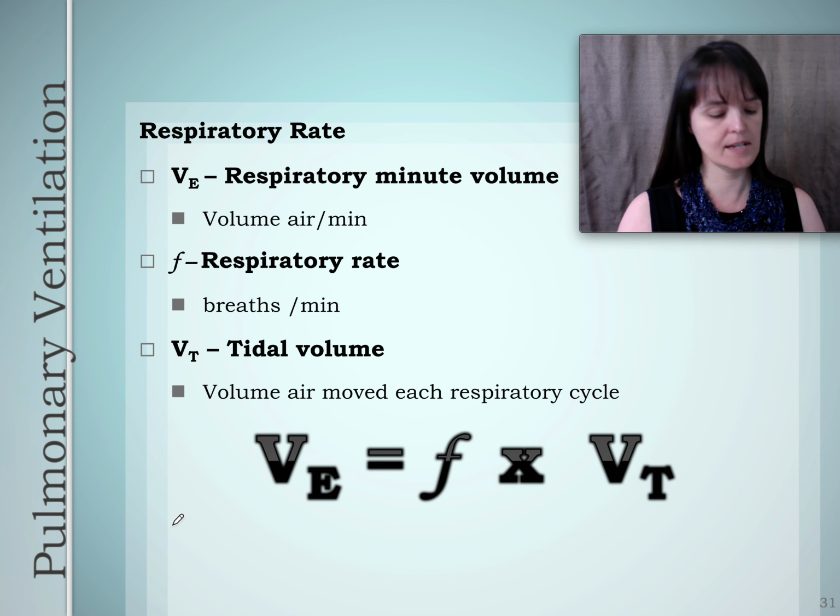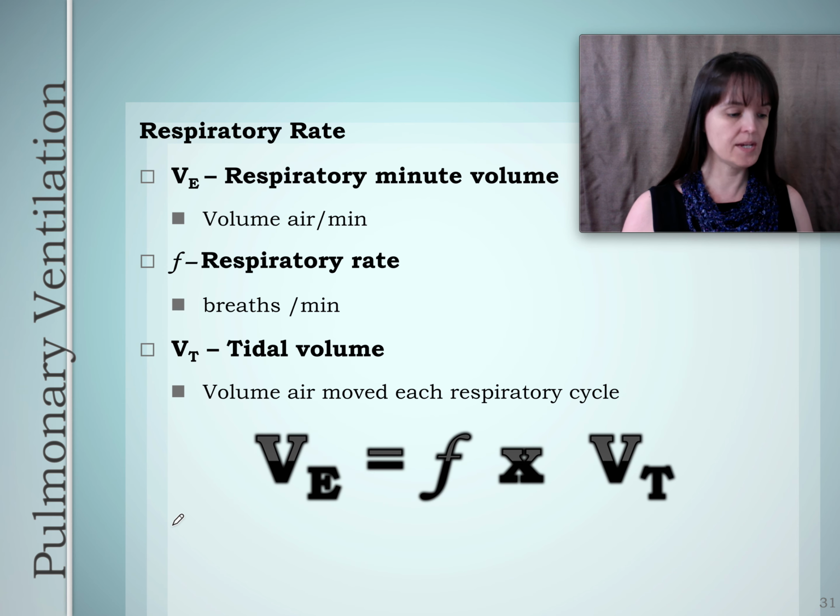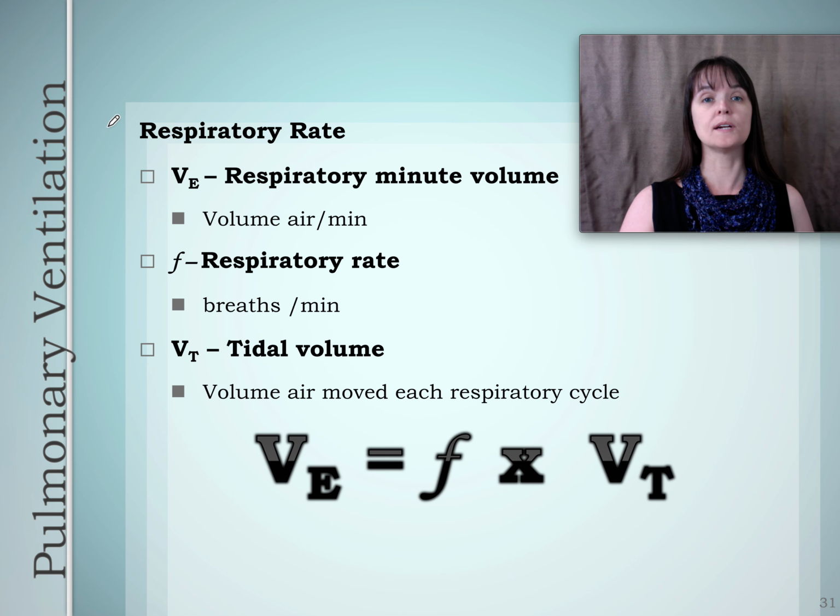And I have us on page 11, top of page 11. It starts with respiratory volumes. So now we're going to talk about all the formulas.